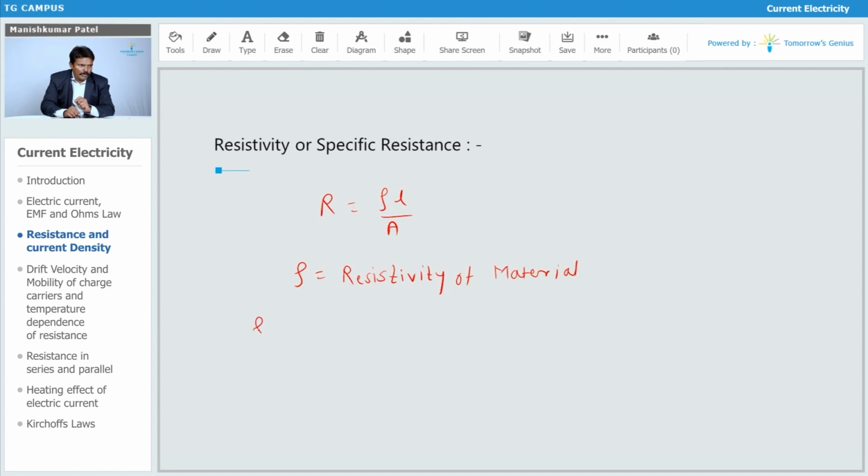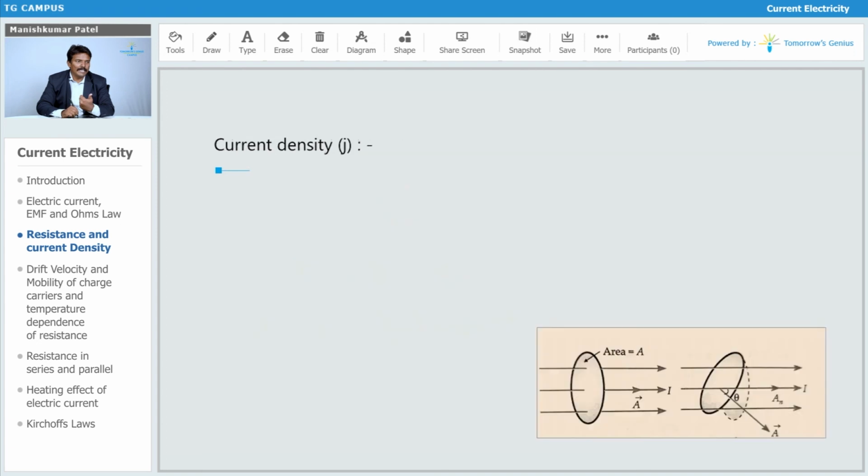If I want to define it, rho is equal to R A upon L, so the unit is ohm meter square upon meter, which is ohm meter. That is the unit for resistivity. Also, the resistivity for a given material is fixed. The resistivity is minimum for a conductor and maximum for an insulator. That is also in general what we can say about this.